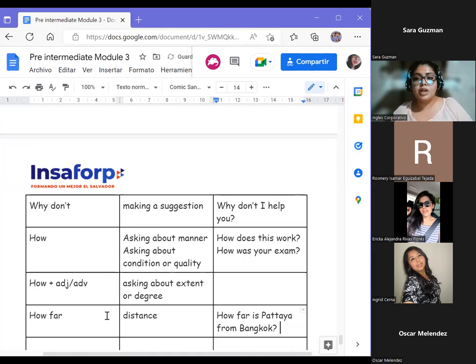So in this case, we are using that kind of question to ask about the distance from one point to another. Así que ya tenemos el primero, que es el how far, que nos está preguntando sobre la distancia de un lugar a otro. Then we have how long.